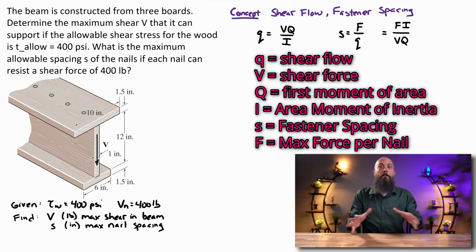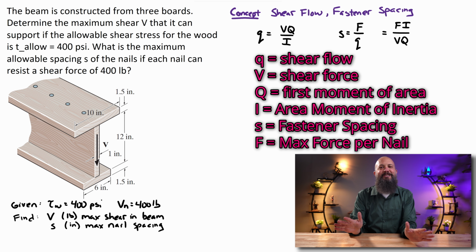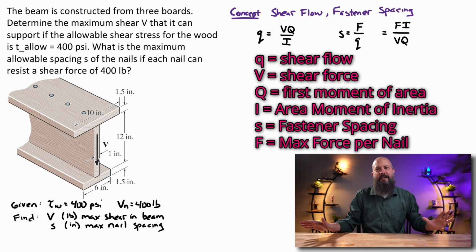So I can combine these two equations since they both have lowercase q in them, they both have shear flow, and I can get that S, fastener spacing, is F I over V Q. So I just need to find those four things, good to go. Sounds like an easy problem, but this is, again, one of the hardest problems with the most student mistakes you'll see in the entire semester.